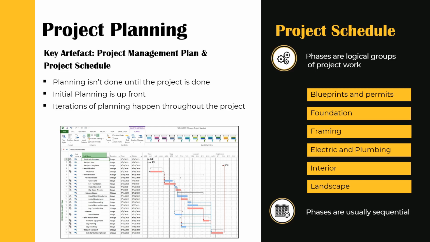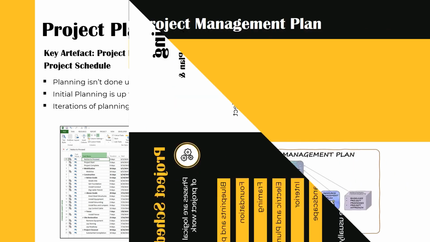There are anomalies, however. Let's say you were looking for an efficiency and an opportunity to save time on delivery. You may commence some of the foundation work in parallel to the blueprints and permits. You will need to assess the dependency between the activities to make this decision.